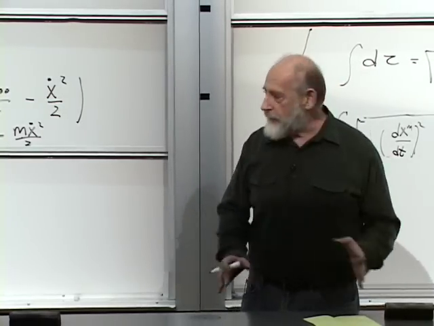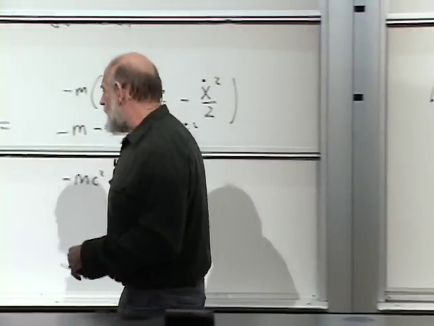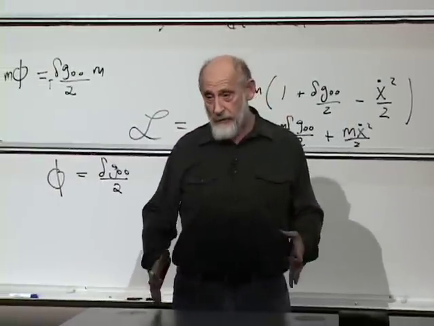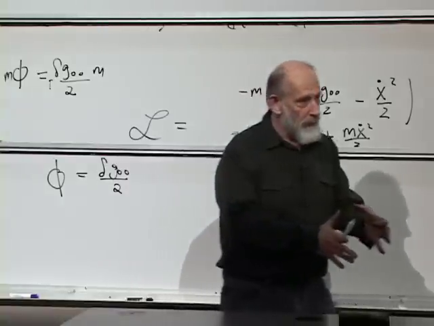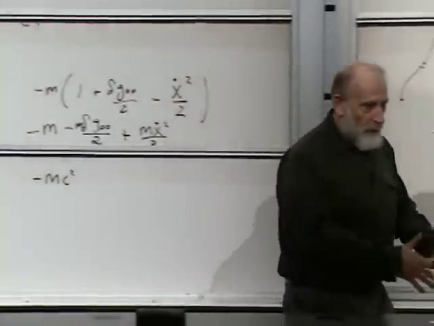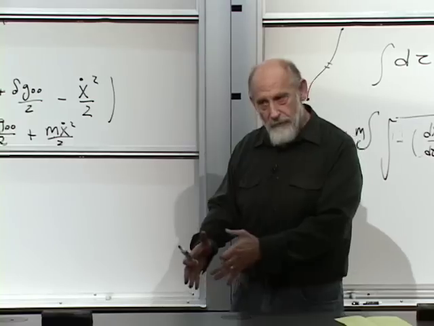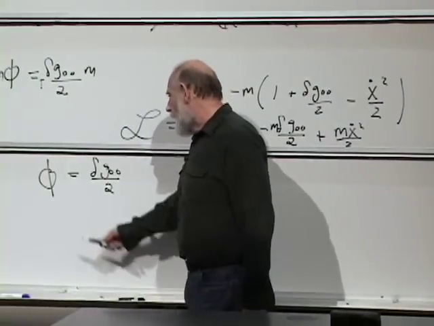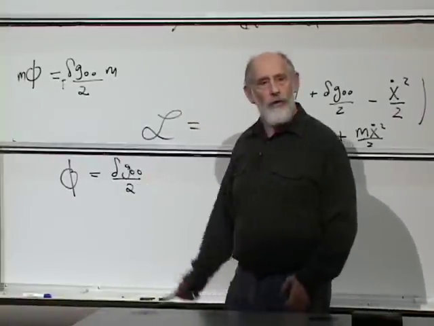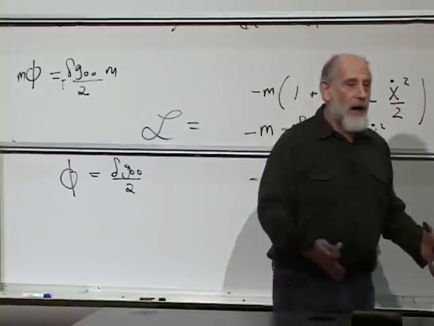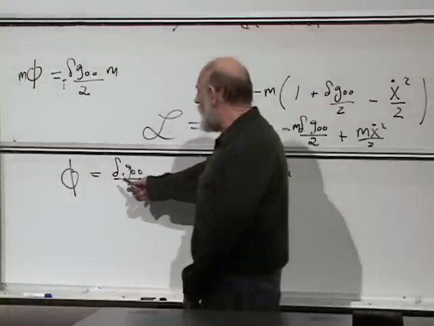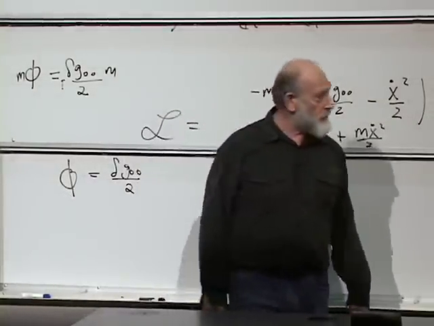Well, the point is that we don't really identify G naught naught with phi. We identify G naught naught with phi plus a constant. It was the derivatives of G naught naught that we identified with the derivatives of phi. So we can add a constant to G naught naught. And delta G naught naught just means the deviation from the constant. So this is just a good old equation that we had relating G naught naught to the gravitational potential.